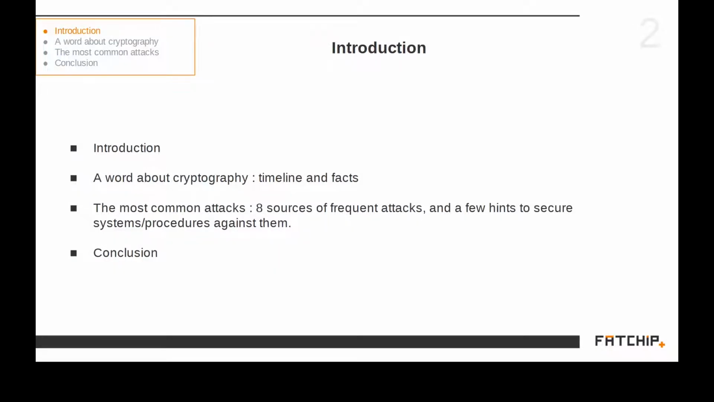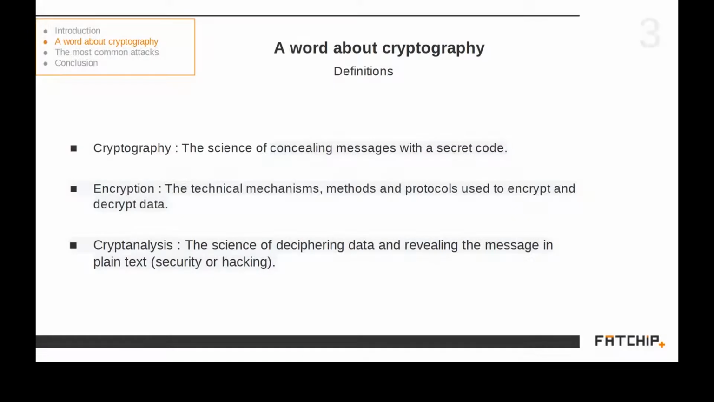So after this little introduction, I would just say a few words about the history of cryptography, a little light timeline and some facts, and review some common attacks, like 8 sources of attacks that were frequently encountered in the past and even nowadays, and some hints to get some protection against them, and then come to a conclusion, of course. So let's go.